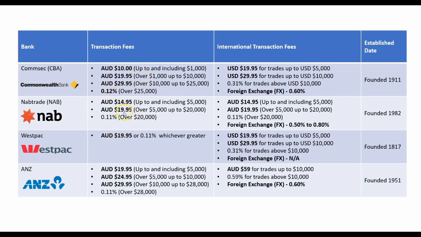And then you've got NAB on the other hand as well. They charge $15 for up to $5,000. And then you've got $19.95 for anything over $5,000 and up to $20,000.